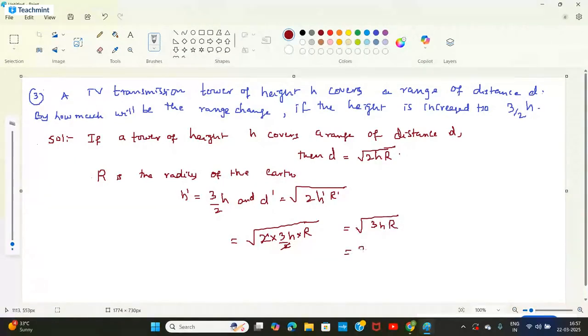that is equal to 3 into under root of, this we can write 2 gets cancelled. So 3 into this hR we can write, and this also we can write under root 3 by 2 into 2 into hR also we can write, and that is equal to 3 by 2 into under root 2hR means that is nothing but small d, that is equal to under root 3d by 2.